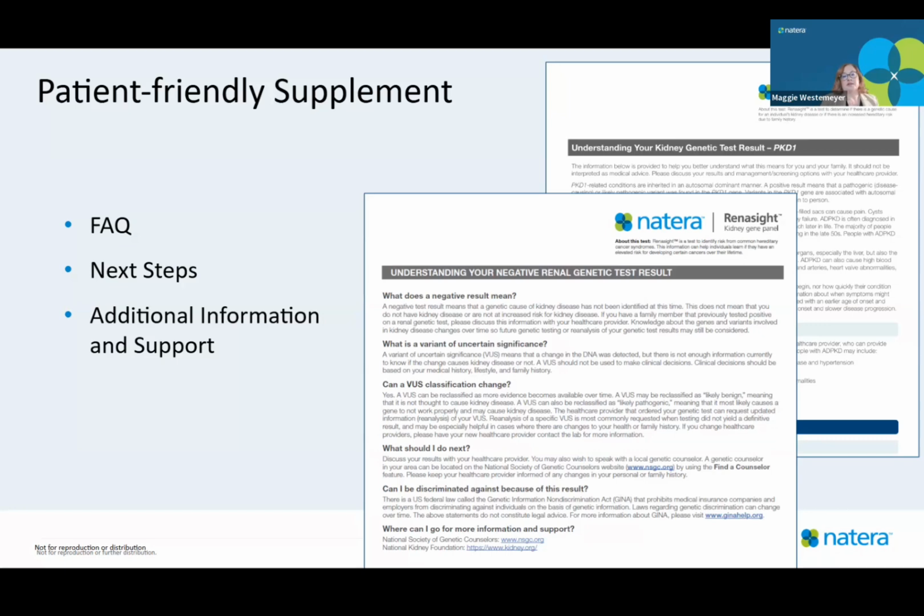And for positive results, that supplement really helps provide detailed information about the condition or conditions related to a positive genetic test result. And patients we find often use that supplement to help them more easily discuss their results with other healthcare providers and other family members who may benefit from genetic testing.